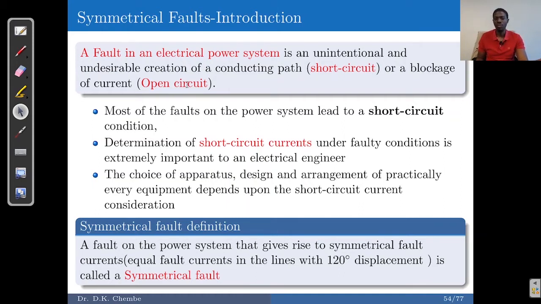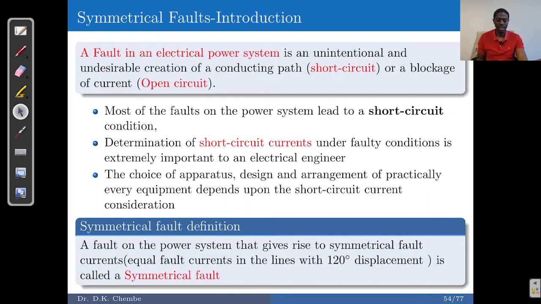Now, when we look at symmetrical faults, initially we need to define what a fault is. Usually a fault is an unintentional created conducting path that may be due to a short circuit or a blockage of current, which we call an open circuit. Most of the faults on the power system lead to a short circuit, and there are various faults that can occur from the short circuit itself. You have the open circuit and also grounding. We'll look at those shortly.